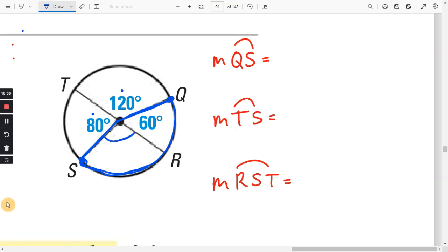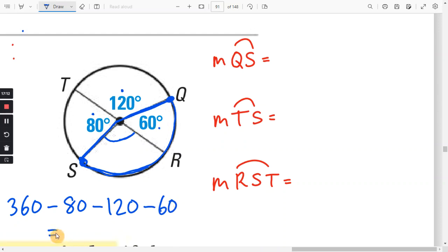So I'm going to do 360, because that's all the way around the circle, minus 80, minus 120, and minus 60. And that is going to equal, let's see, 360 minus 200 is 160. Minus 60 is 100. So I am just going to fill in this angle here as 100. And now it's much easier. For QS, all I have to do now is just add 100 plus 60, and that's 160.